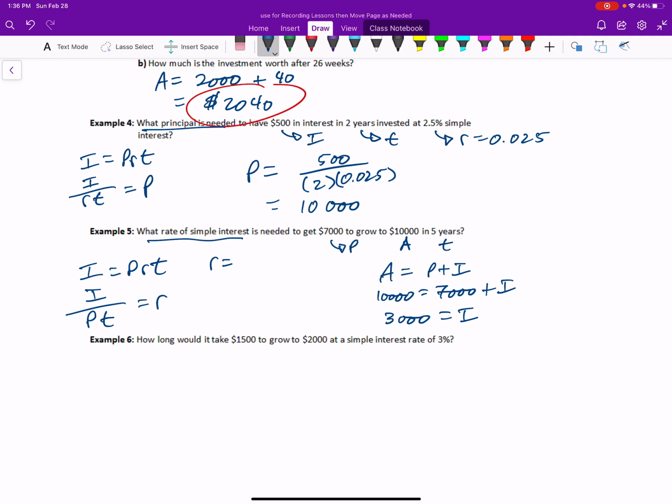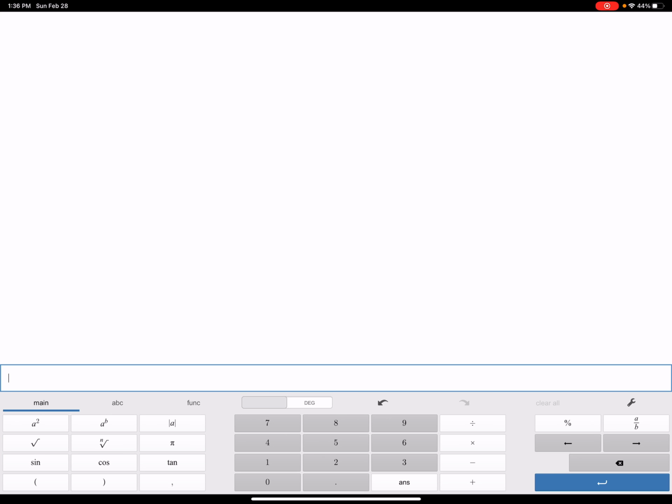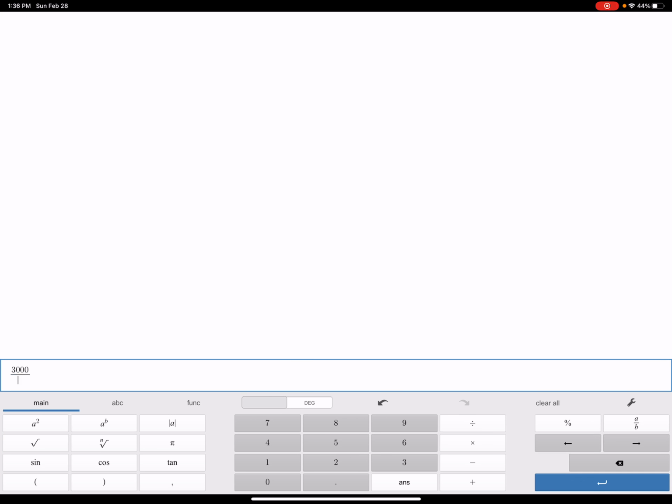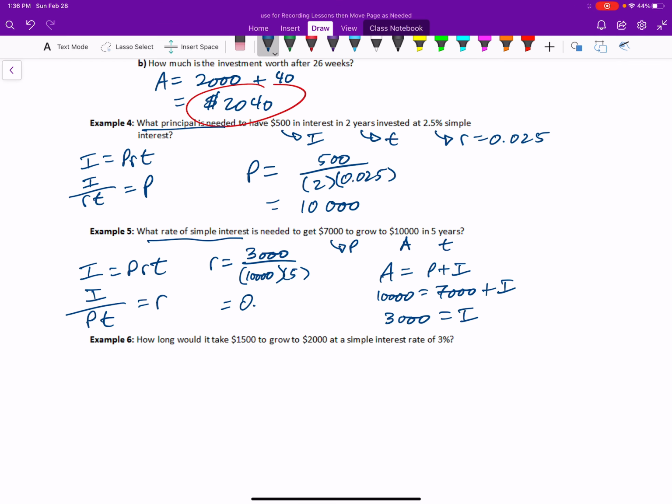So R is going to equal the interest, the $3,000, divided by the principal, $7,000, times the time, which was 5 years. And again, you're going to have to type it in how it works best on your own calculator. But for mine, 3,000 divided by 7,000 times 5. It was 5, wasn't it? Gives me 0.06. Well, what does that mean? That, of course, is as a decimal. If I wanted to change it back to a percent, I could move the decimal place 2 places to the right, and it becomes 6%.